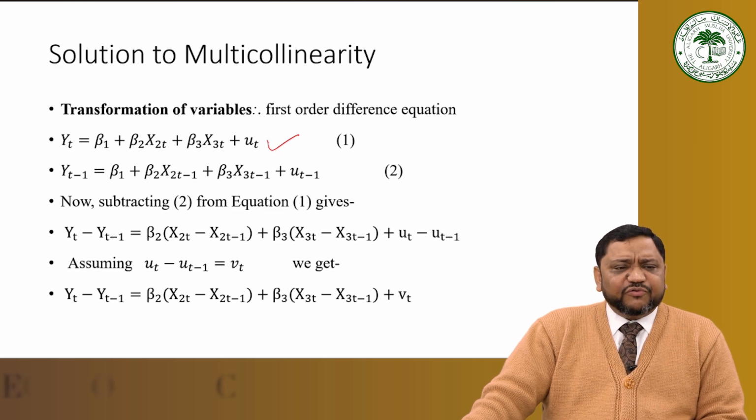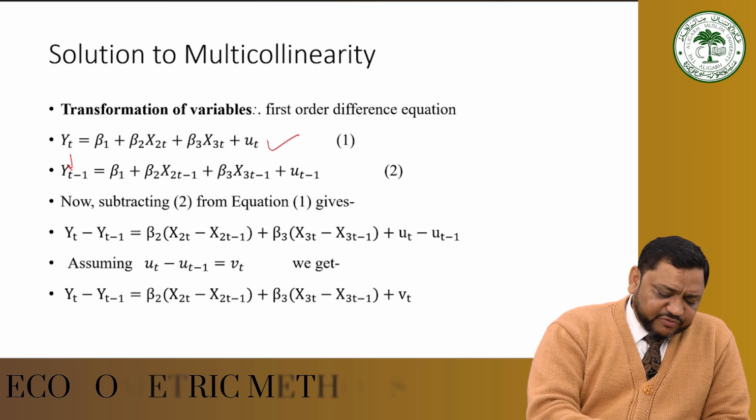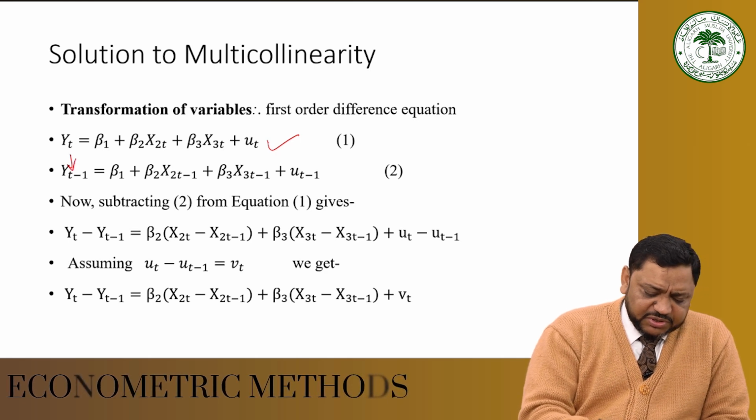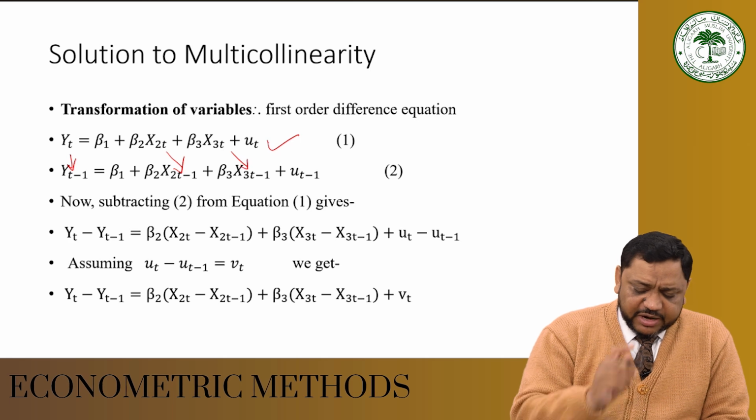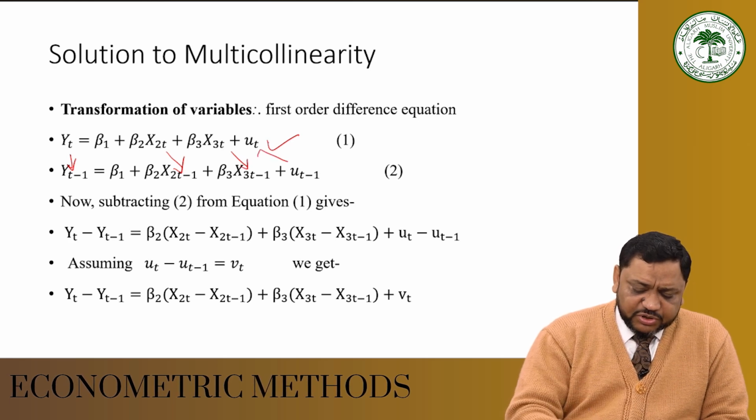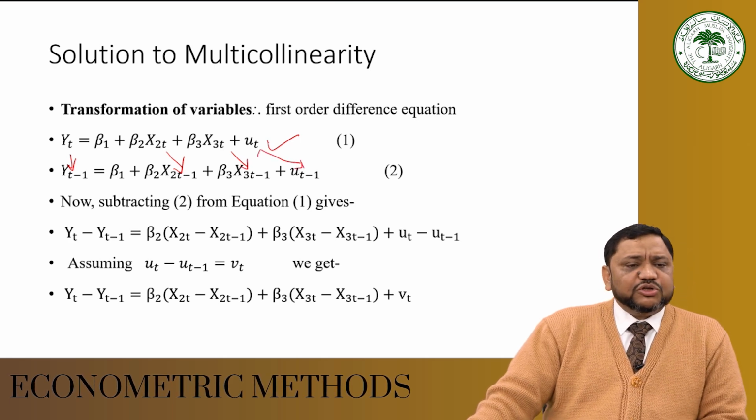So therefore what we do, we take a one period lag. For yt, you write it as yt minus 1, and beta 1 is a constant. For x2t, you write it as x2t minus 1, x3t you write it as x3t minus 1, ut you write it as ut minus 1. So we take a one period lag.